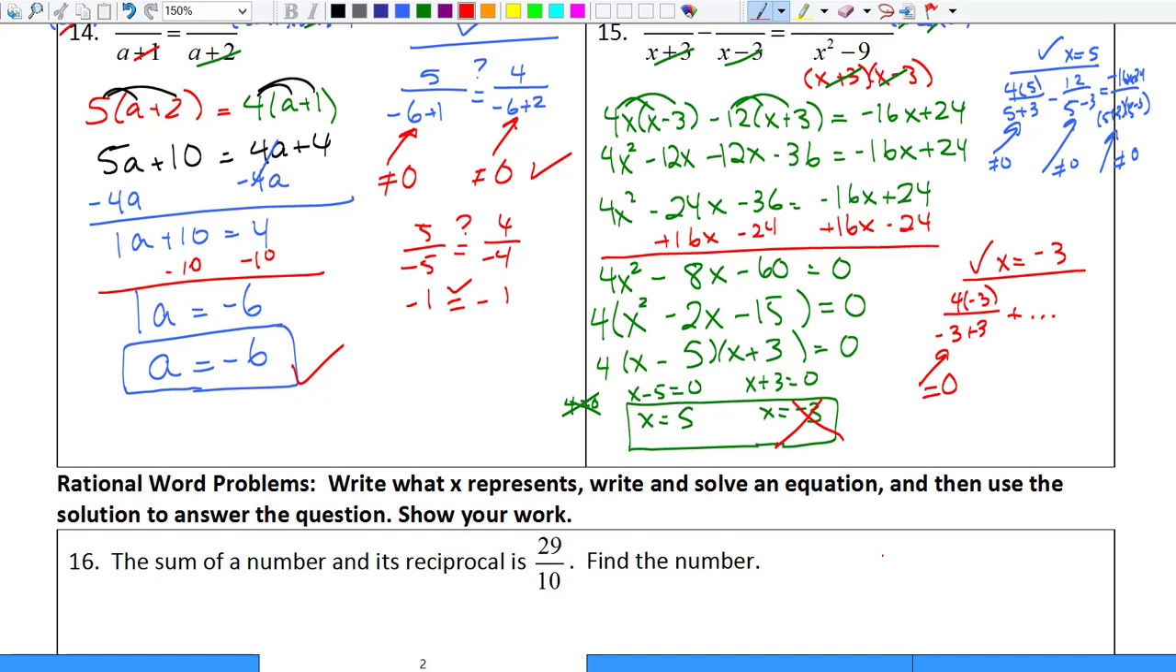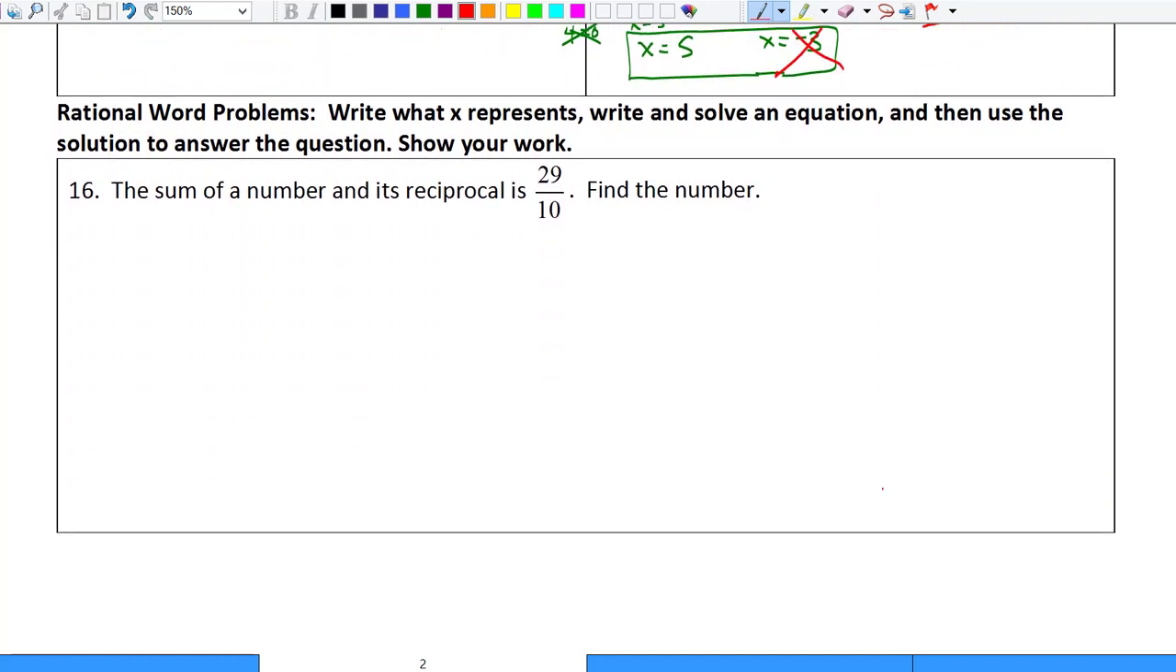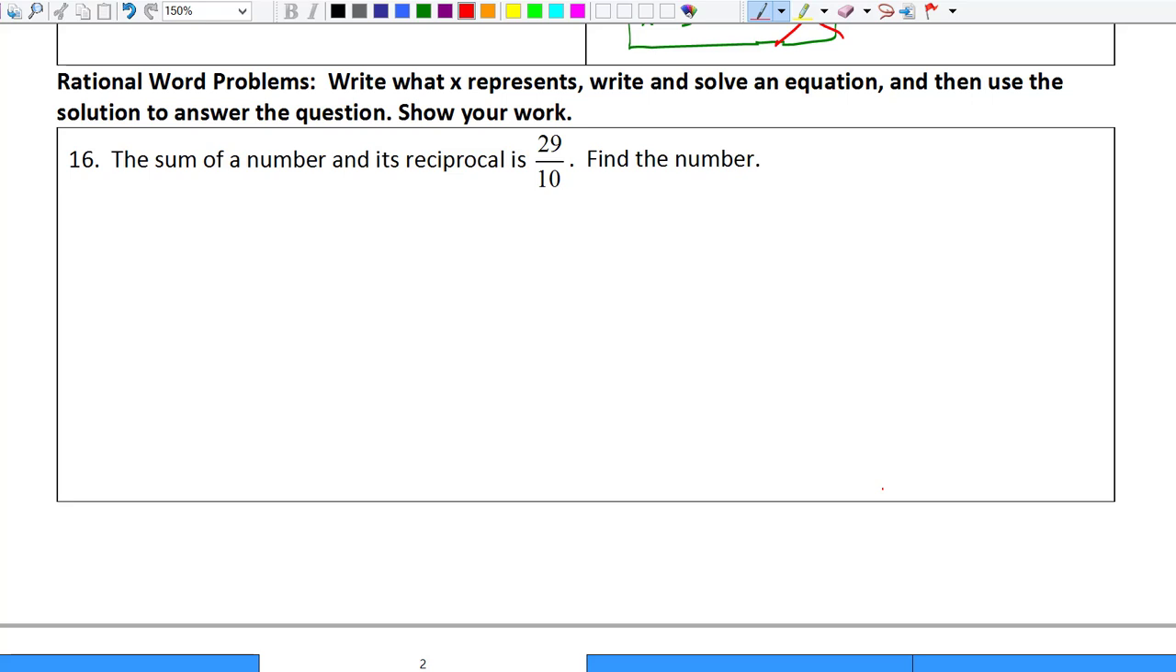Okay, so for the next one, we have rational word problems. It says write what x represents, write and solve an equation, and then use the solution to answer the question. The sum of a number and its reciprocal is 29/10. Find the number. When I want to figure out what x represents, x is the thing that you're asked to find. In this case, it's a directive: find the number. So x is going to be the number.